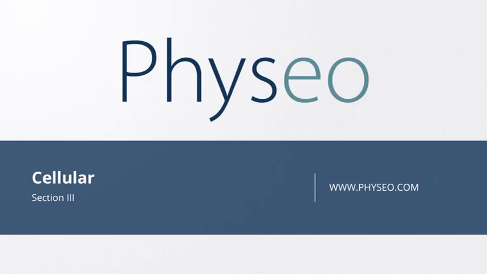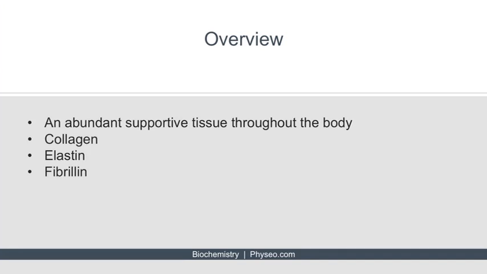Welcome to Section 3 of Cellular Biology. In this section, we'll be discussing connective tissue. Connective tissue is an abundant, supportive tissue throughout the body. It provides structure and support to organs and connects tissues together.